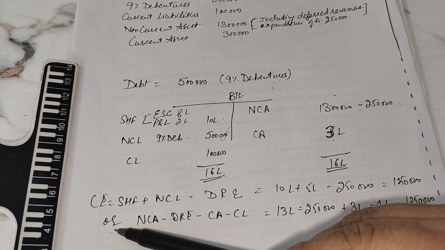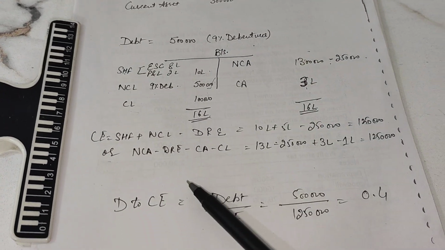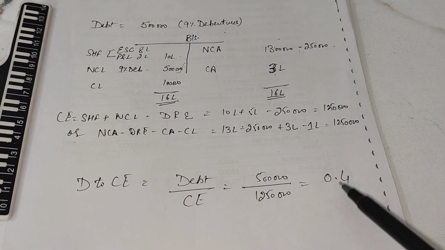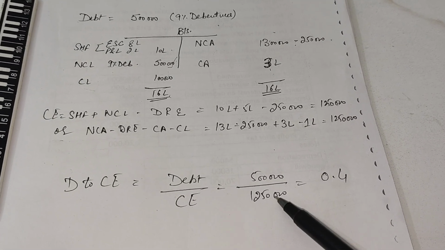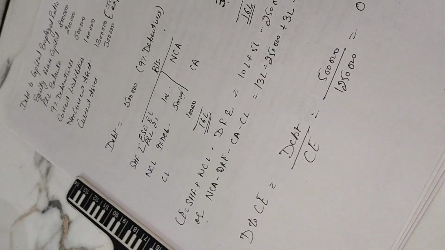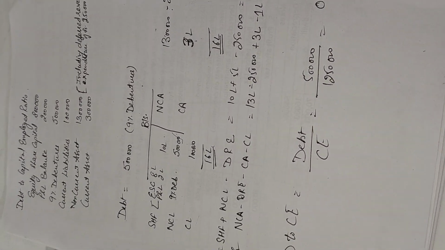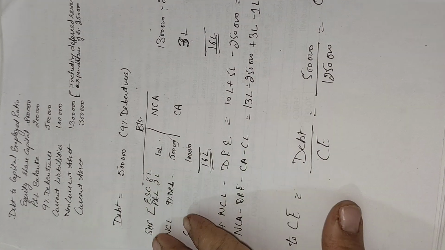So we got our capital employed, we had our debt, so the debt divided by capital employed, we got our value, that debt is 0.4 times of your capital employed in this given question. So this is the way you can calculate your capital employed by taking the balance sheet in the T form.